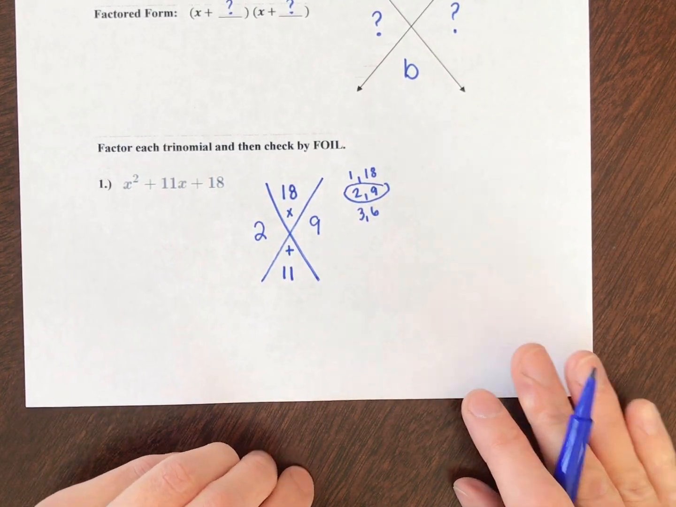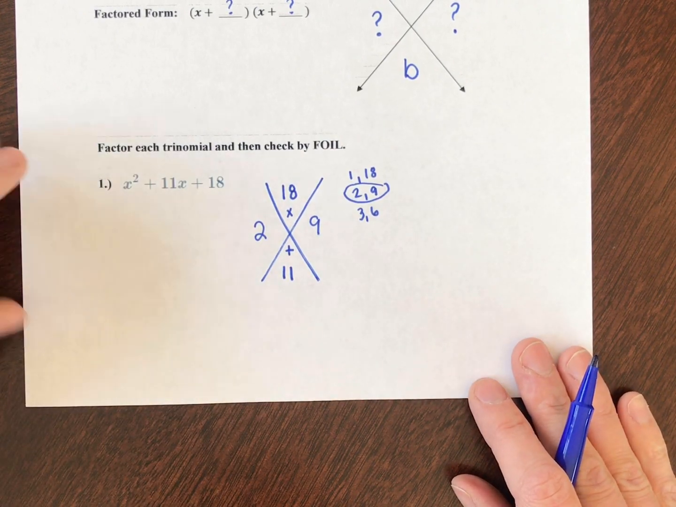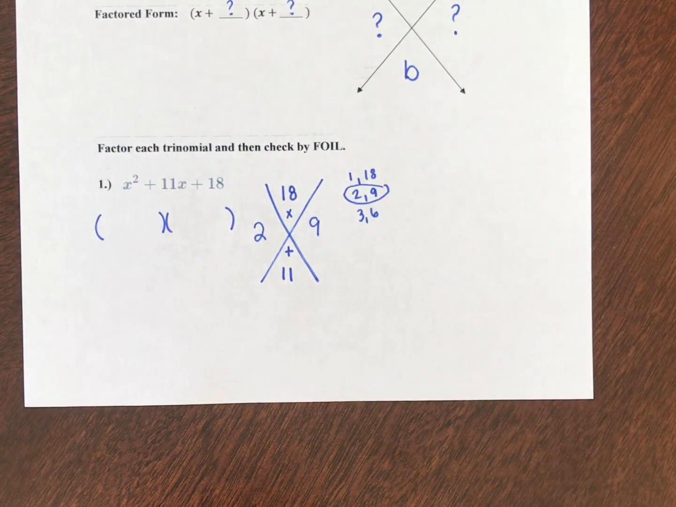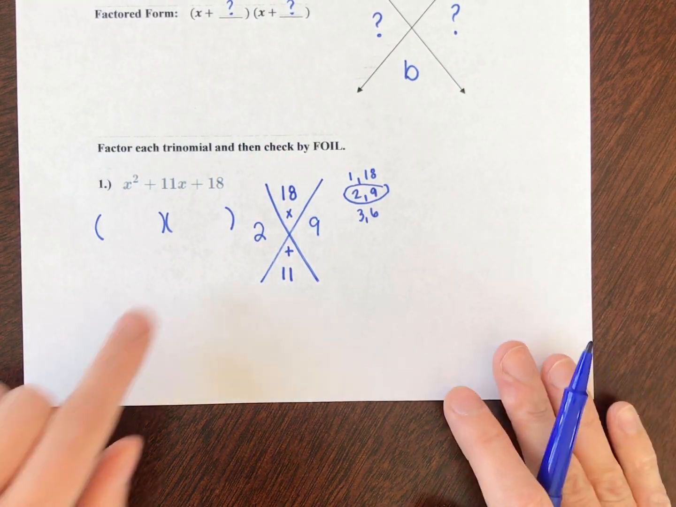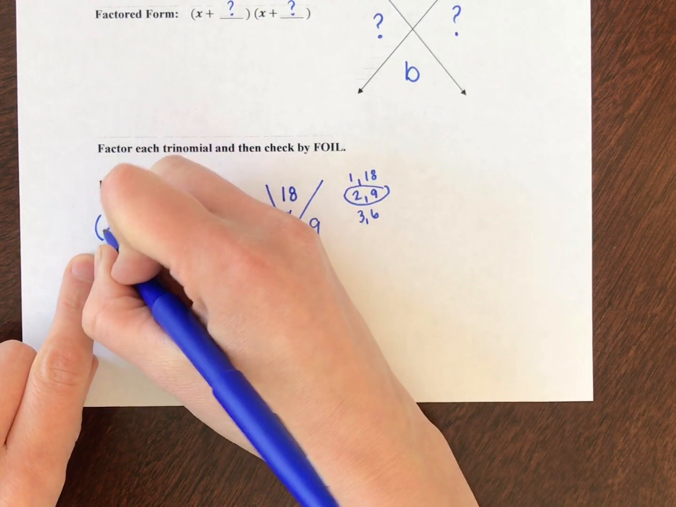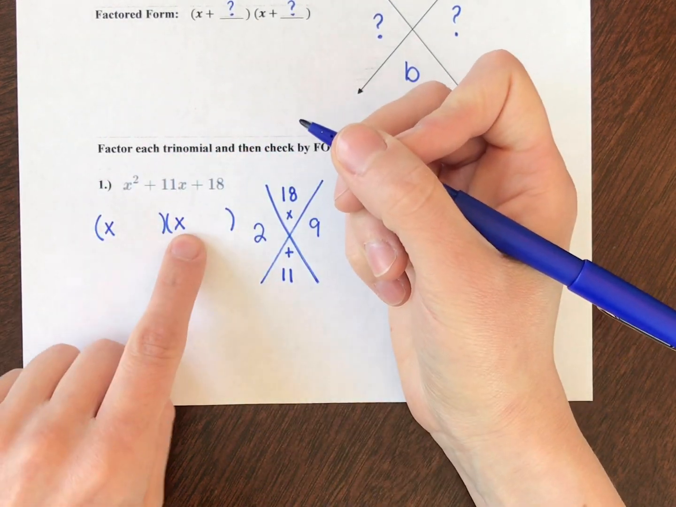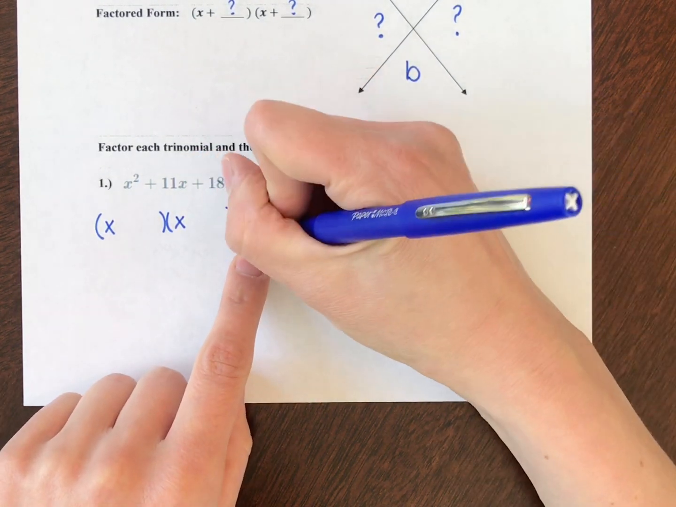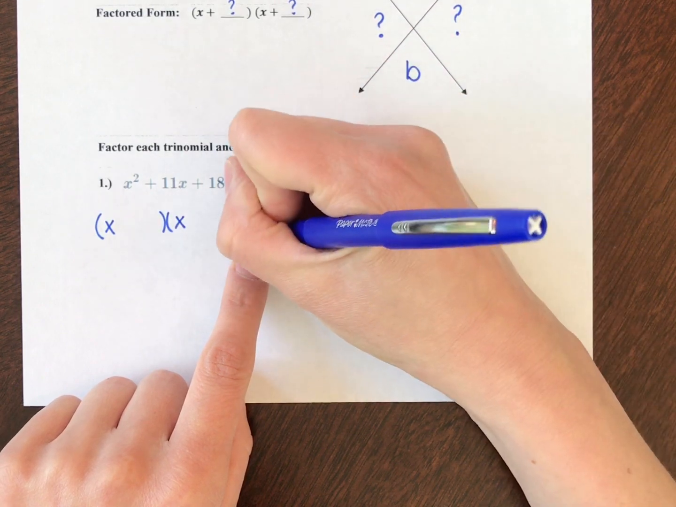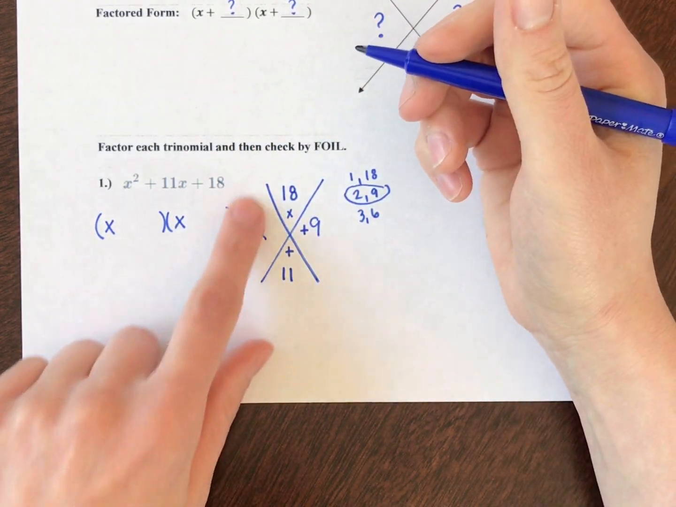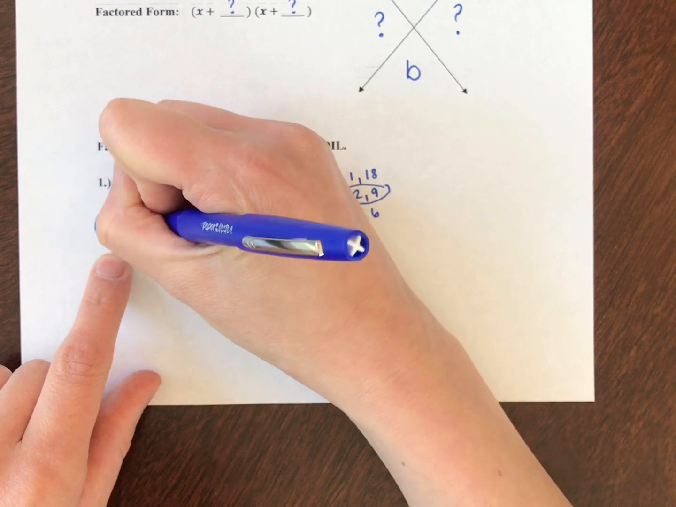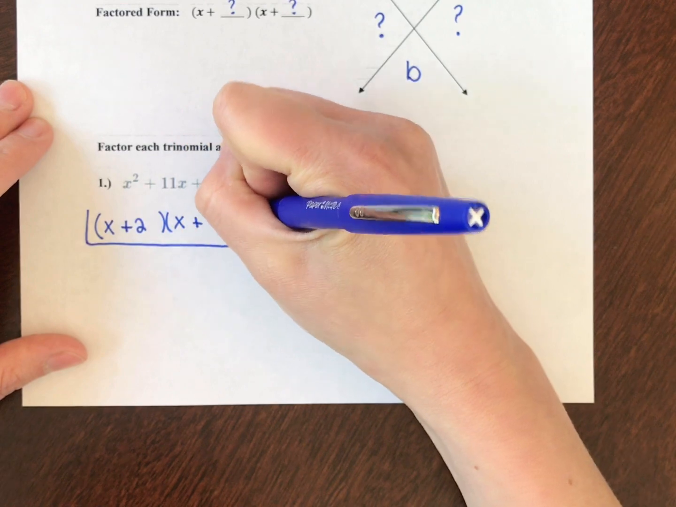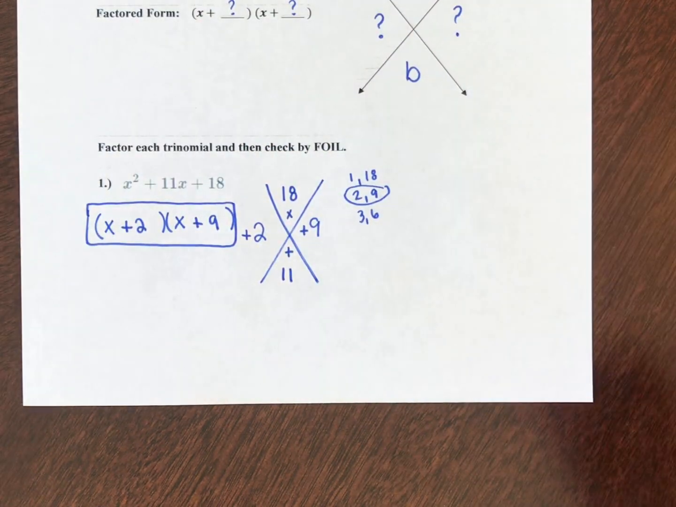Now, this isn't where you're going to stop. Today, we're going to write our answers back in the form I would have given you if I had asked you to FOIL. So we're always going to have an x in the first parenthesis and an x in the second parenthesis. Then when you plug these numbers in, use the sign that goes with them. This is a positive 2 and a positive 9, so in factored form it's going to look like x plus 2 and x plus 9. And that is your answer.